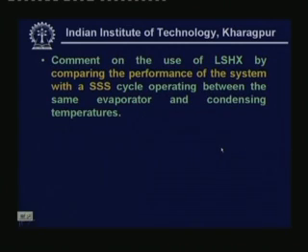And comment on the use of the liquid suction heat exchanger by comparing the performance of the system with an SSS cycle operating between the same evaporator and condensing temperatures. That means basically it is a single stage system. We have to make a performance comparison between a system with liquid suction heat exchanger and the system without it. Both of them are operating between the same evaporator and condensing temperatures. Now, let us see how.